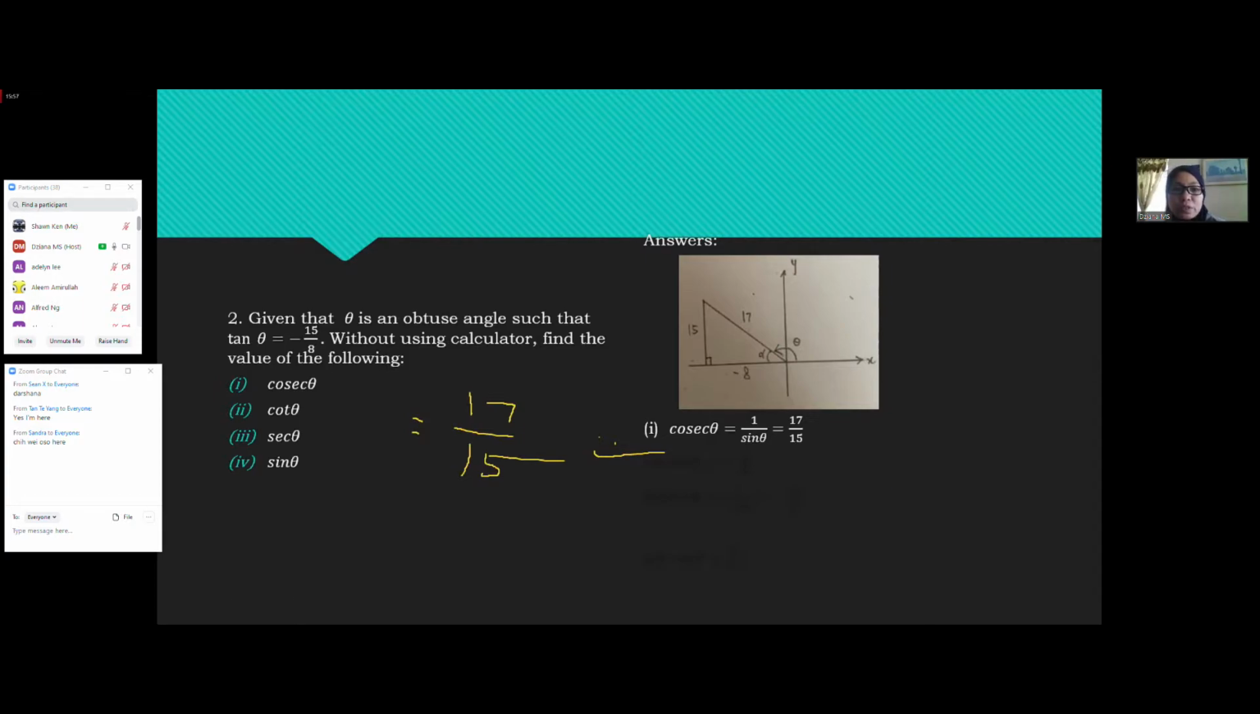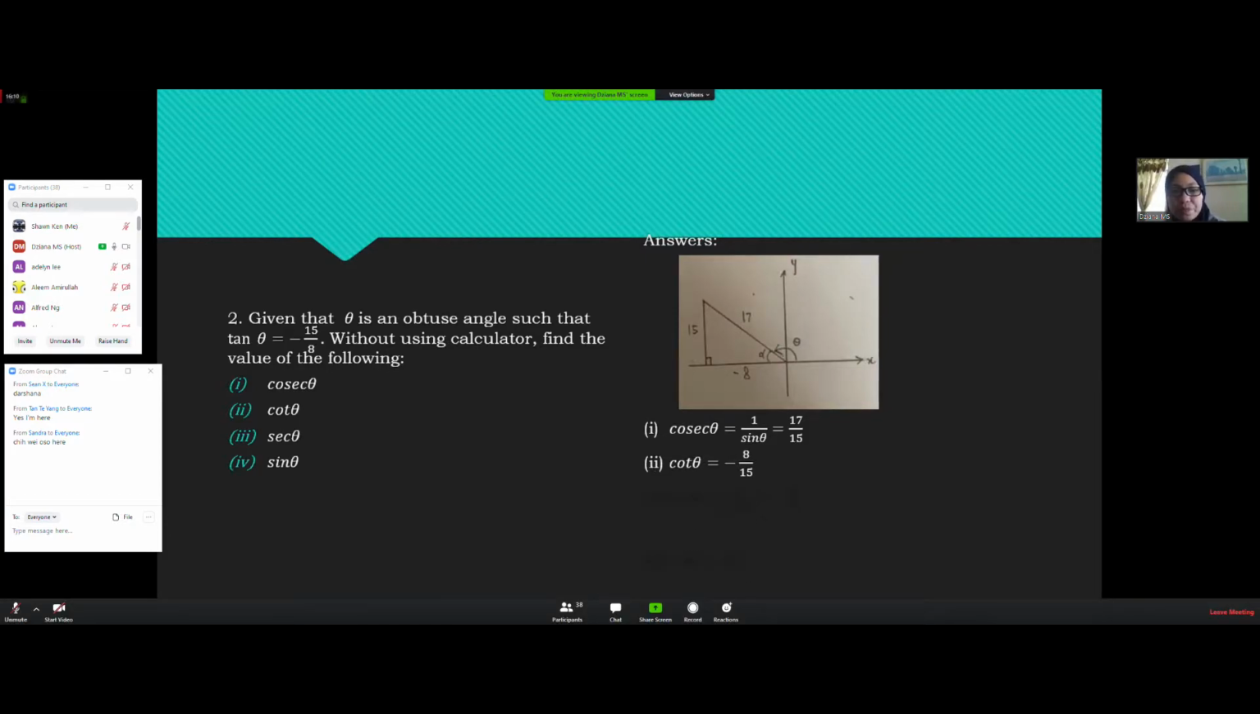Okay, cotangent. They already give you the tangent, so cotangent is just the inverse of tangent theta. I think this one is very easy. It's negative 8 over 15.